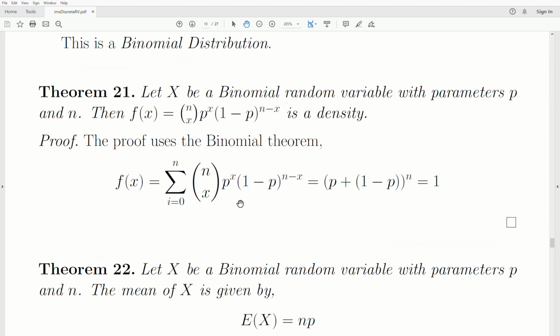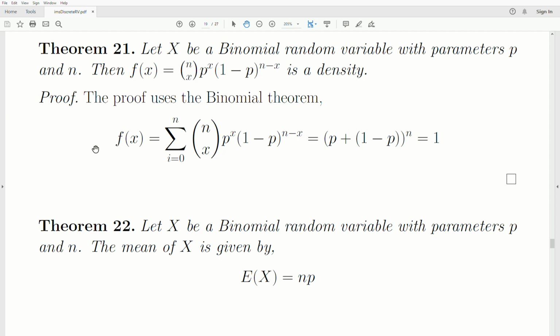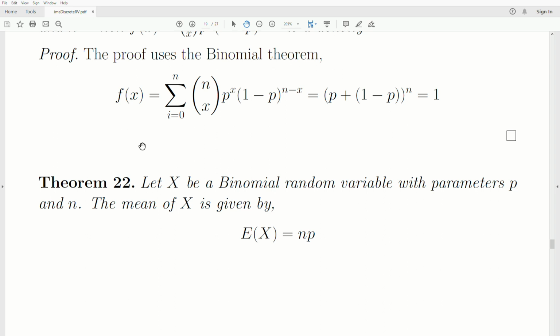So the sum of f of x is equal to this, right? f of x is just this piece, and then we're summing them, so I need a sum. But for this equal sign, use the binomial theorem. If we just call p the variable a and 1 minus p b, then (a plus b) raised to the nth is this sum. And I have a video called Binomial Theorem if you want to see that proof. But p plus 1 minus p is just 1. 1 to the nth is 1. And so it is a density. And again, I need this summation sign out front. I'll correct it in the hard copy.